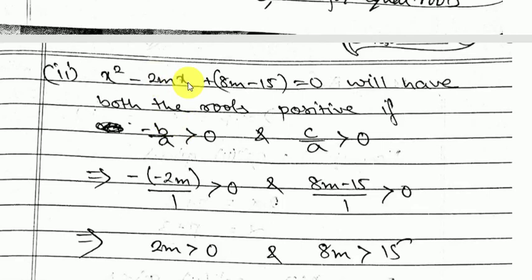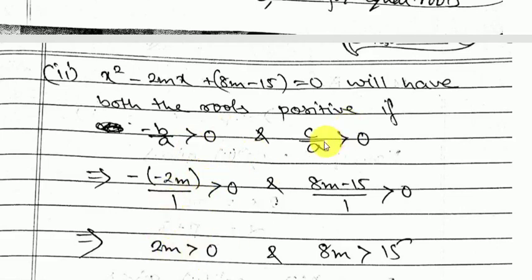When we discussed the condition for both roots to be positive: if minus b upon a is greater than 0, and c upon a is greater than 0, in that case the roots are positive. So this quadratic equation will have both roots positive if minus b upon a is greater than 0 and c upon a is greater than 0. What is the b value over here? Minus 2m. A is 1. So we get 2m greater than 0.